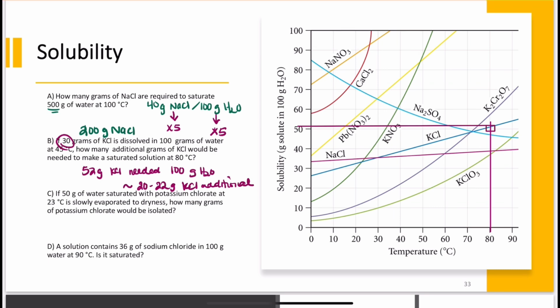If 50 grams of water saturated with potassium chloride at 23 degrees Celsius is slowly evaporated to dryness, how many grams of the dry salt will be required? Let's talk about what that means.